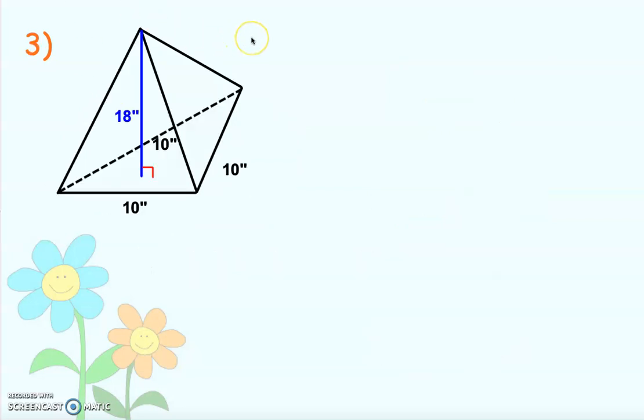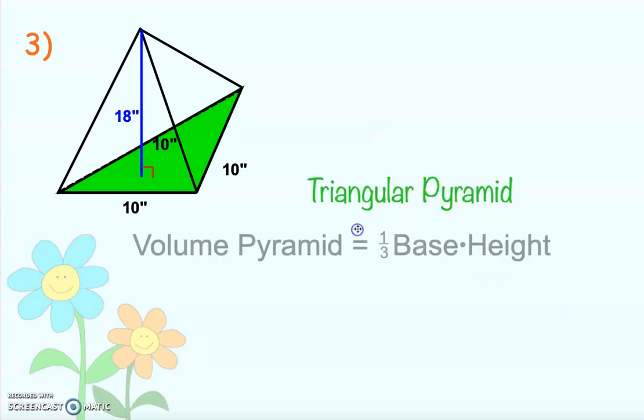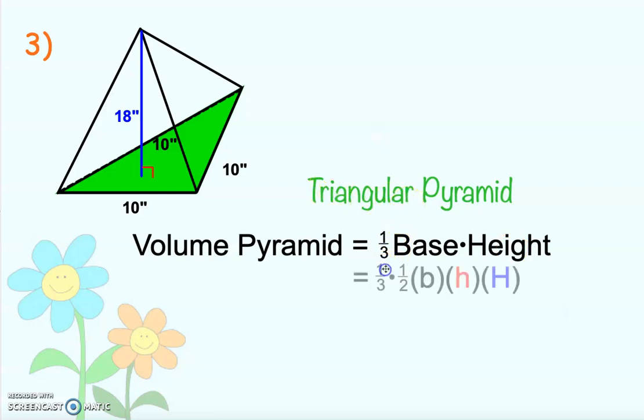Number 3. Now this pyramid is a little different. This pyramid is made up of, well, it's made up of all triangles. And I would call this a triangular pyramid. So we know the volume of a pyramid is 1/3 the base times the height. Since the base is a triangle, we can substitute in 1/2 little b little h times capital H height. Now, the question becomes, how do we find little b little h for this triangle?